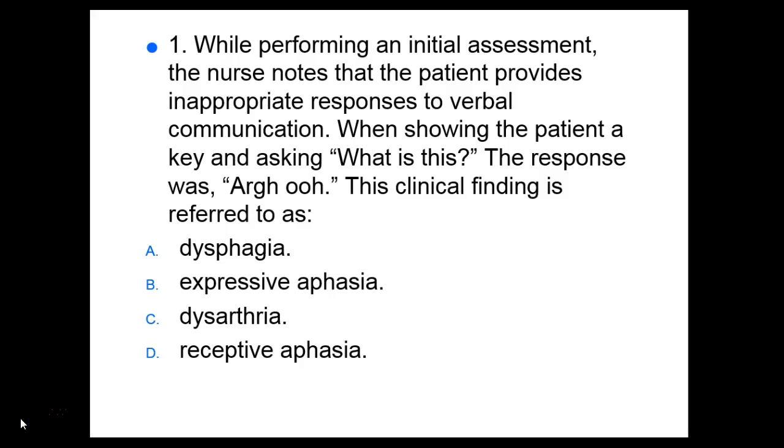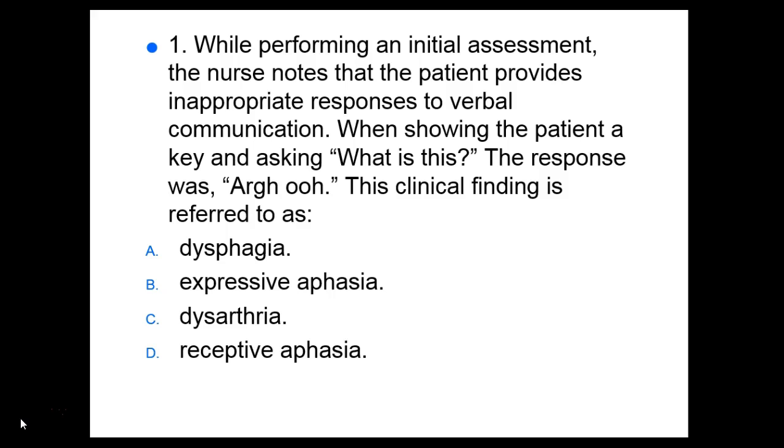Okay, let's take a look at this question. While performing an initial assessment, the nurse notes that the patient provides inappropriate responses to verbal communication. When showing the patient the key and asking, "What is this?" the response is "R-O." This clinical finding is referred to as dysphagia, expressive aphasia, dysarthria, or receptive aphasia. So take a minute and look at the symptoms and decide what type of problem this patient has.